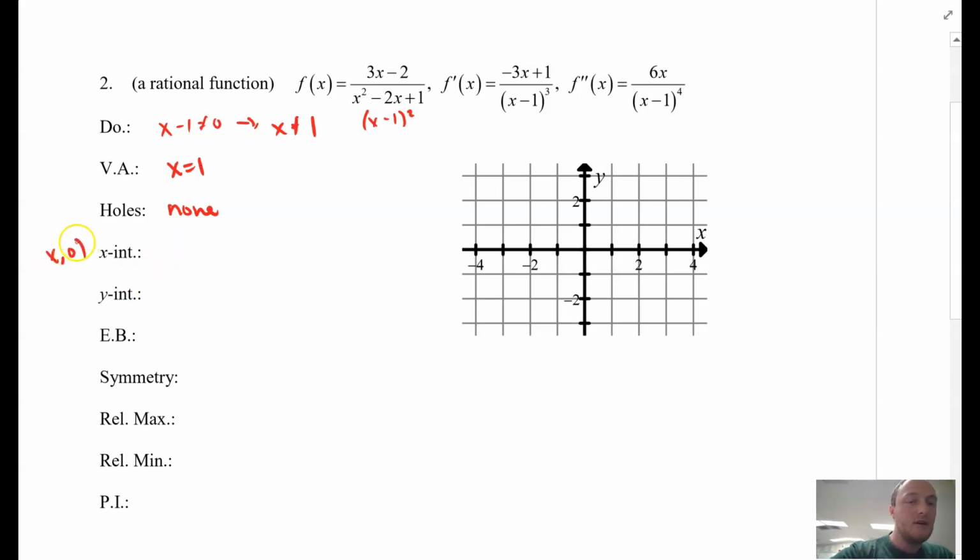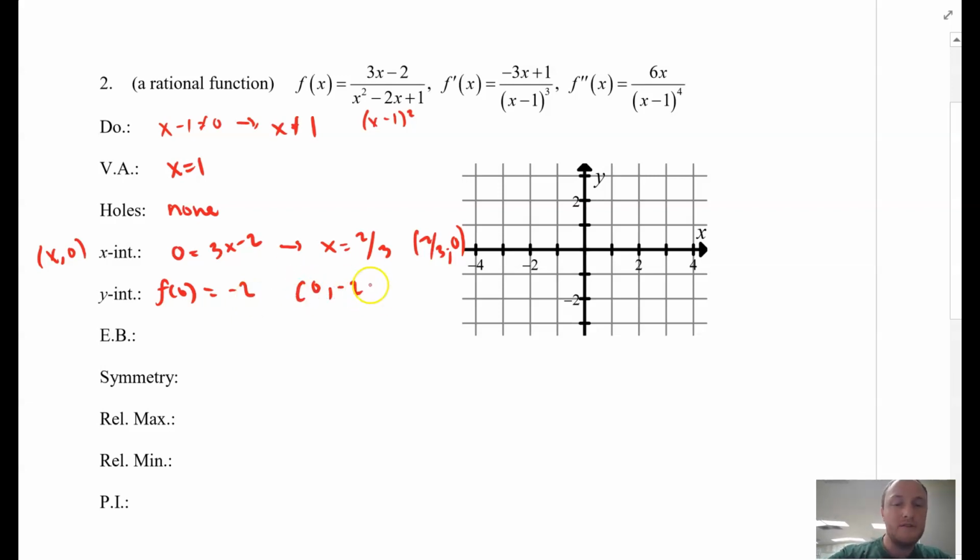Now, our x-intercept, I again want to take our function and set it equal to 0, right? X comma 0 is our x-intercept. So 0 equals 3x minus 2. Our denominator will just disappear. So this gives us an x-intercept at 2/3, so 2/3 comma 0. And then our y-intercept, I will just evaluate the function at 0. And when we do this, we get an output of negative 2 over 1, which is negative 2. So 0, negative 2.